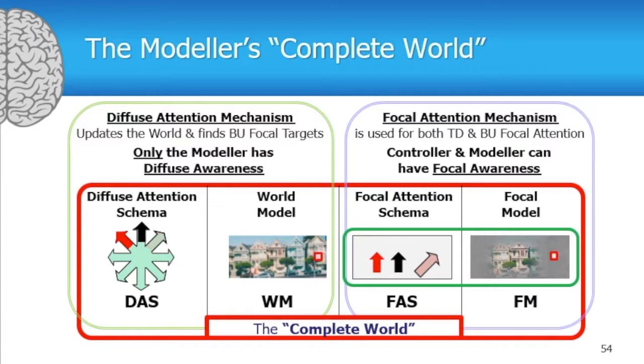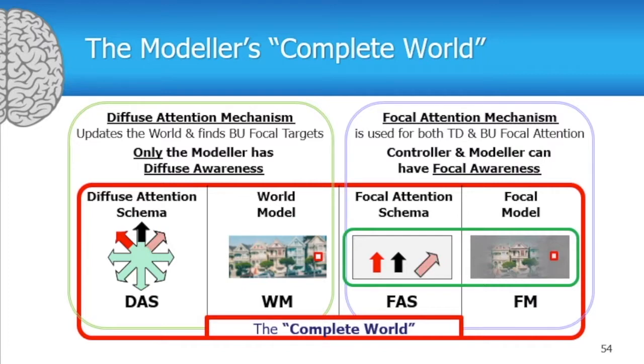In addition, I claim that only a very small number of true top-down attention targets are ever directly chosen by the controller. This is because the controller does not have access to the whole world model. It only has access to the focal model. Thus, the only time that the new top-down target can be directly chosen by the controller is when that new top-down target is already visible in the current focal model.